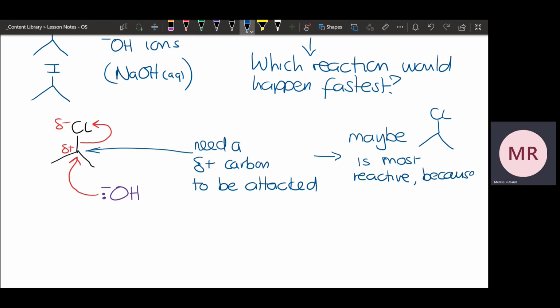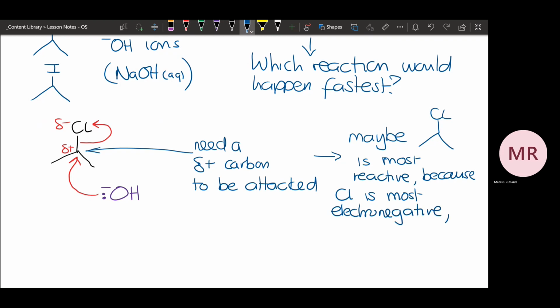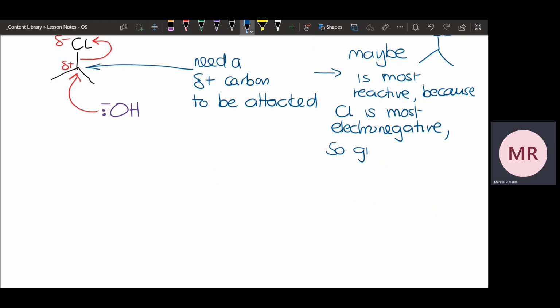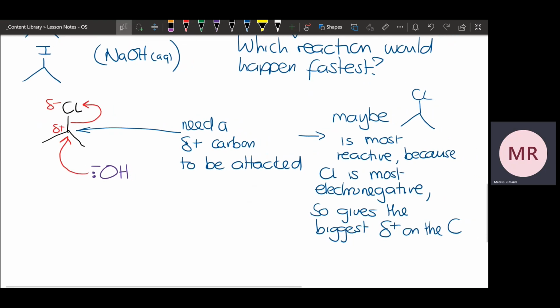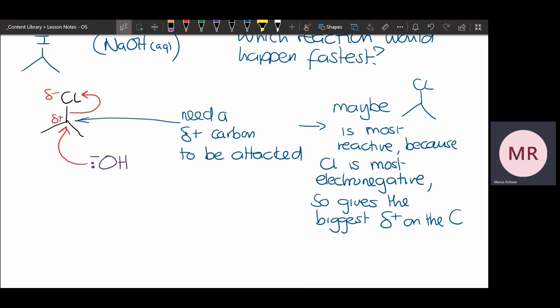Because the Cl is the most electronegative, so gives the biggest delta plus on the carbon. Okay, just think about that. Does that make sense? The reason that that hydroxide ion can attack the carbon is because the carbon's delta plus. The reason the carbon's delta plus is because it's got a halogen attached. But the different halogens have different electronegativities. The more electronegative the halogen is, the more the electrons are being pulled towards the halogen, so the more delta plus the carbon becomes.